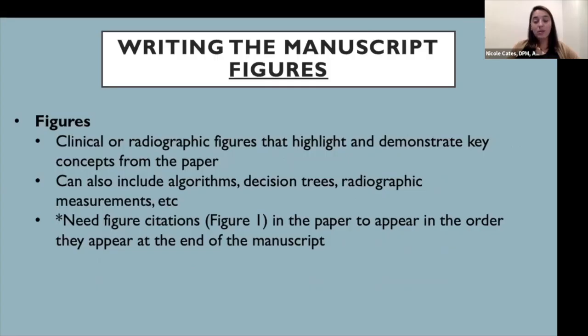And then for figures, you really just want to have any pertinent clinical or radiographic figures that demonstrate the concepts of your paper. So, in this section, I might have clinical pictures of Charcot or radiographs, how we define Charcot, and have a clear radiographic picture that demonstrates it. And if there are any algorithms, decision trees, or radiographic measurements that are really key factors of the paper, you have to have a figure for it to show the reader how you're evaluating this and how they can think about it.